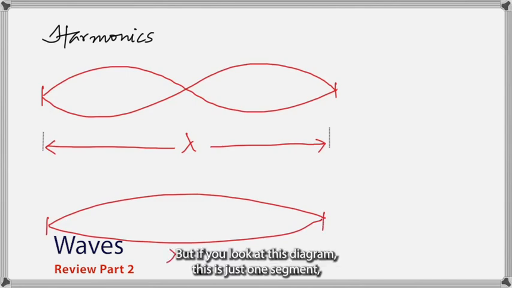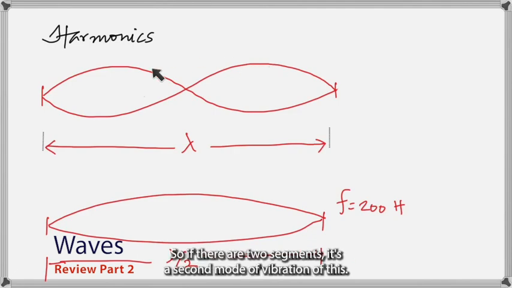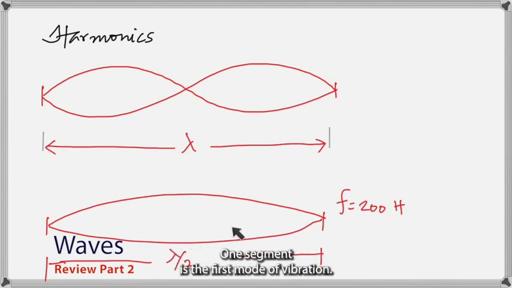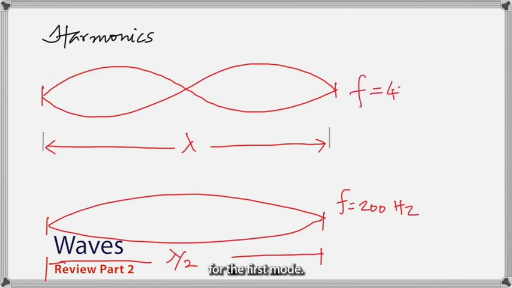But if you look at this diagram, this is just one segment. The whole string is vibrating as one segment. This is called the first mode of vibration. So if there are two segments, it's the second mode of vibration. If there's one segment, it's the first mode of vibration. The first mode of vibration is also called the fundamental mode. Let's assume that the frequency is 200 hertz for the first mode. Then for the second mode, it will be 400 hertz.